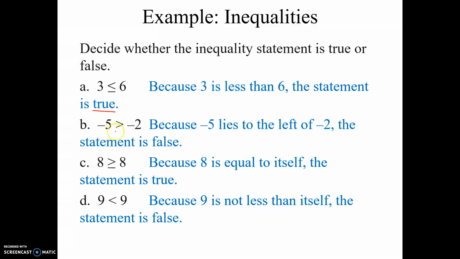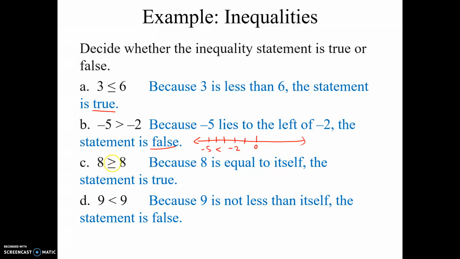Part B, -5 greater than -2. So on a number line, this is 0, this is -2, and this is -5. The more negative a number is, the smaller it is. So -5 is actually smaller than -2. It's because it's to the left of -2. So -5 greater than -2, that is a false statement because -5 is actually less than -2.